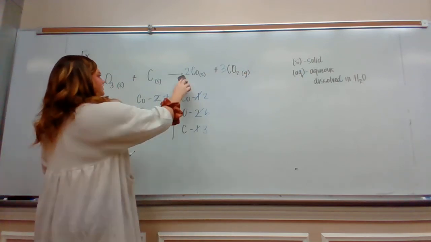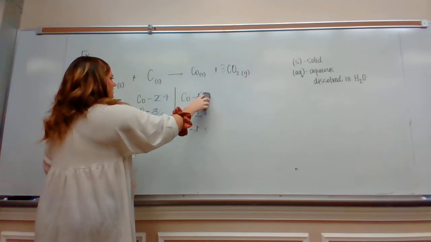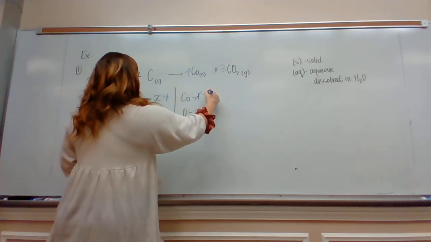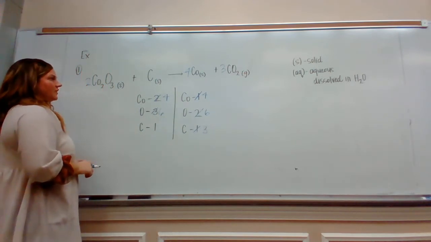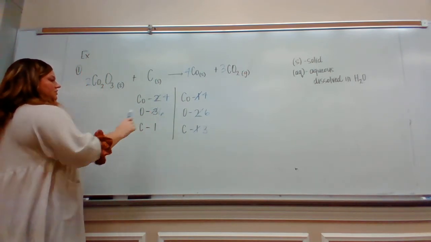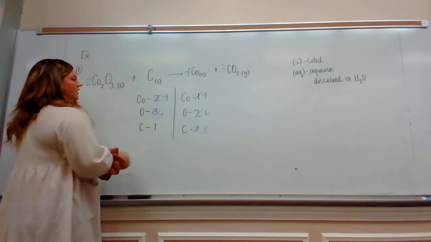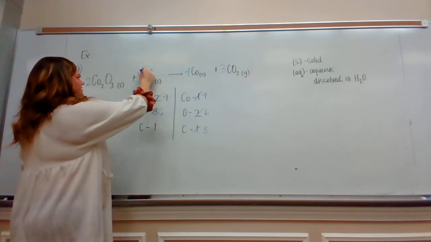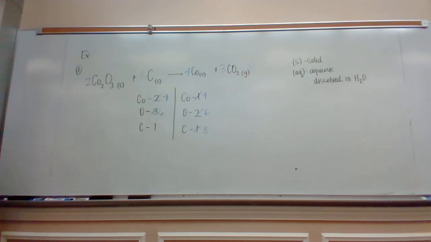We need to erase this 2, make it a 4. Then oxygen's good, then carbon. I have 3 on product side, 1 on the reactant, so I just need a 3 over there. Yeah. So that's the balanced equation.